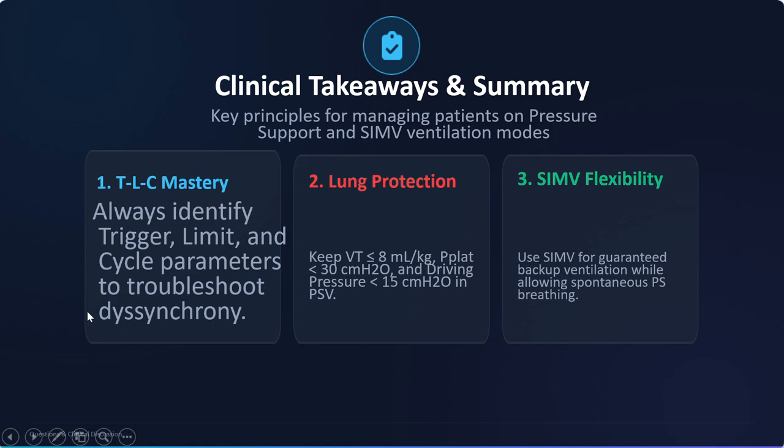Clinical takeaways and summary. You must know, as before for any mode, TLC: trigger, limit, cycle, and troubleshooting of desynchrony. Lung protective: tidal volume less than or equal to 8 ml per kg predicted weight, plateau less than 30, driving pressure less than 15. Last thing, you must know SIMV flexibility. Use SIMV for guaranteed backup ventilation while allowing spontaneous breathing by pressure support.